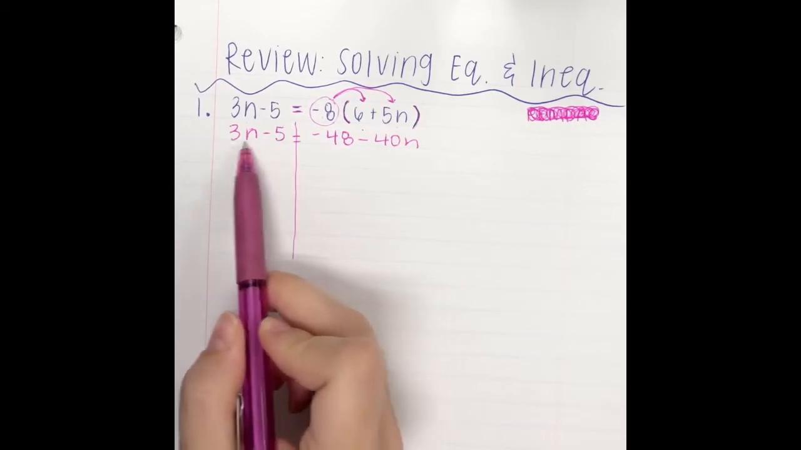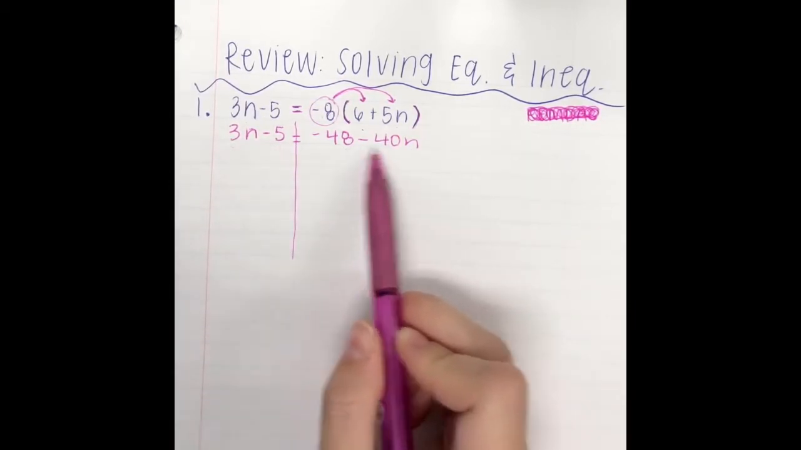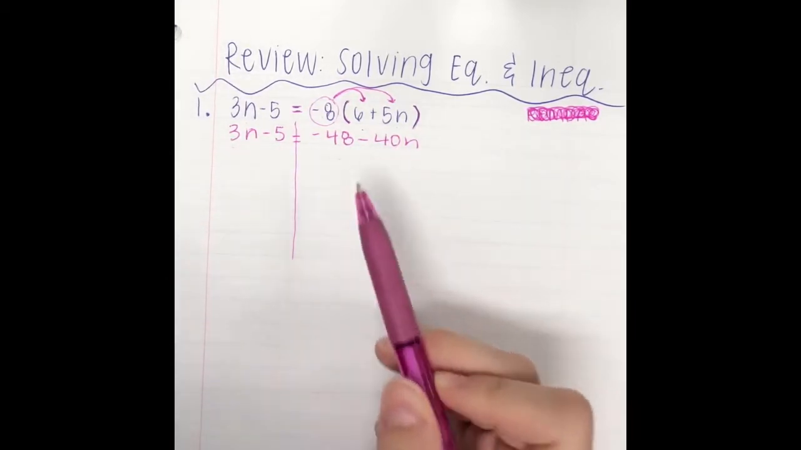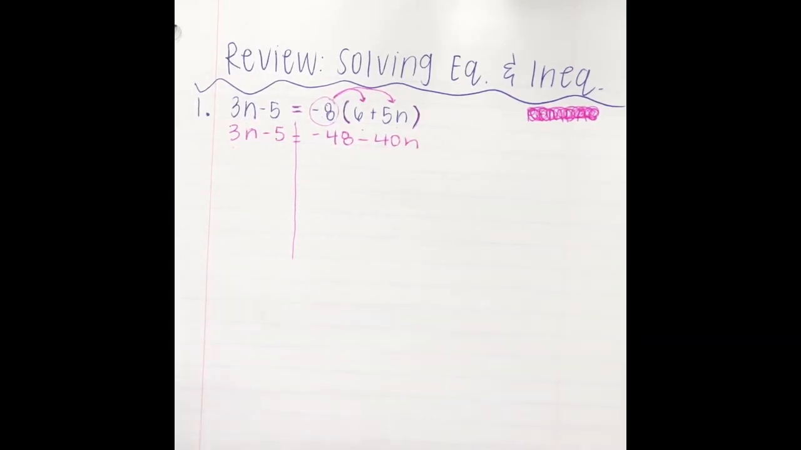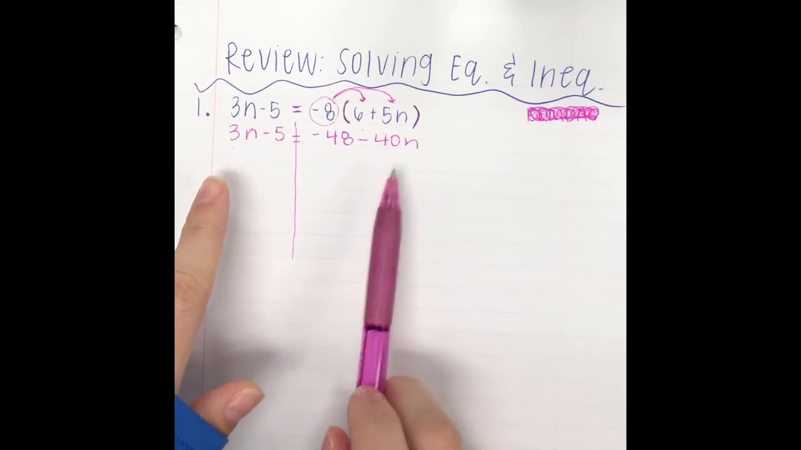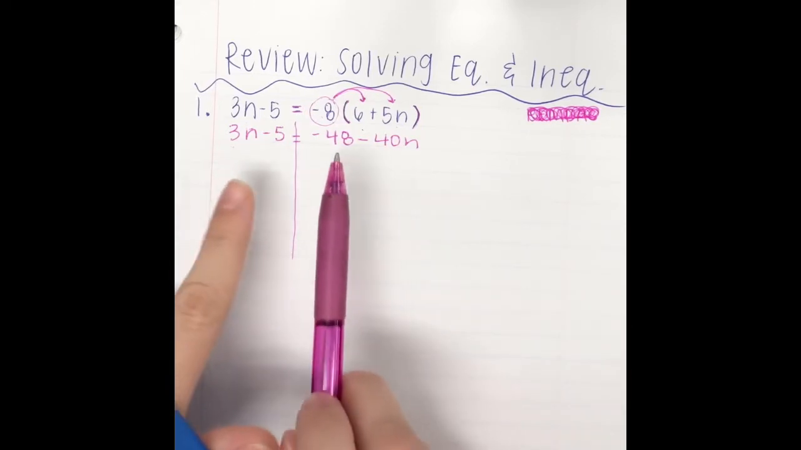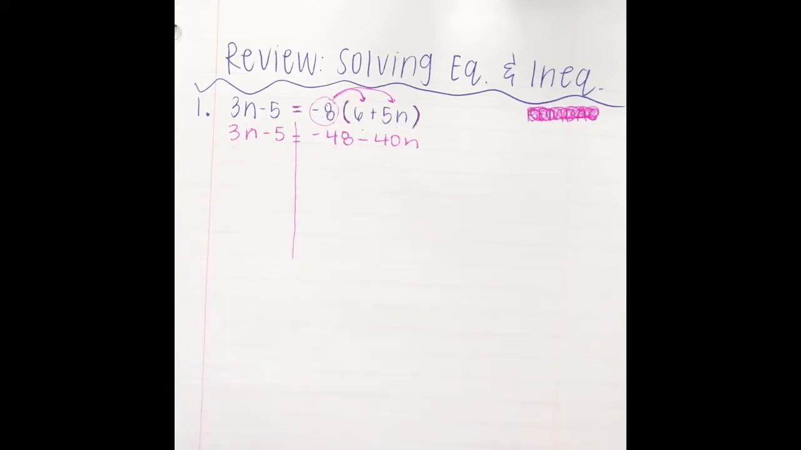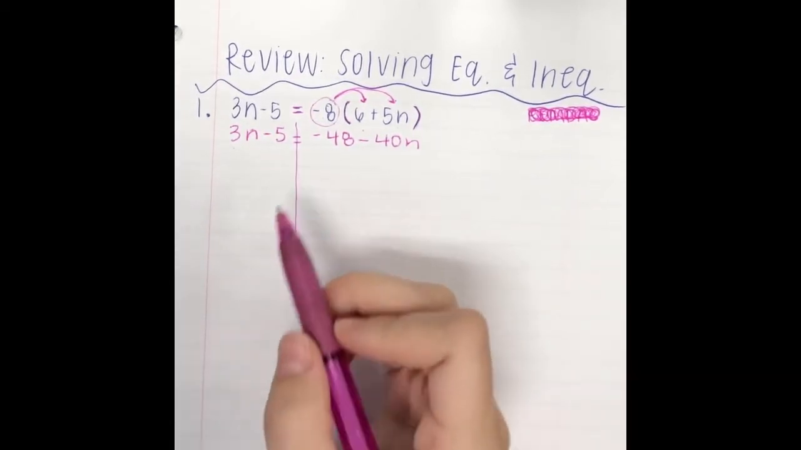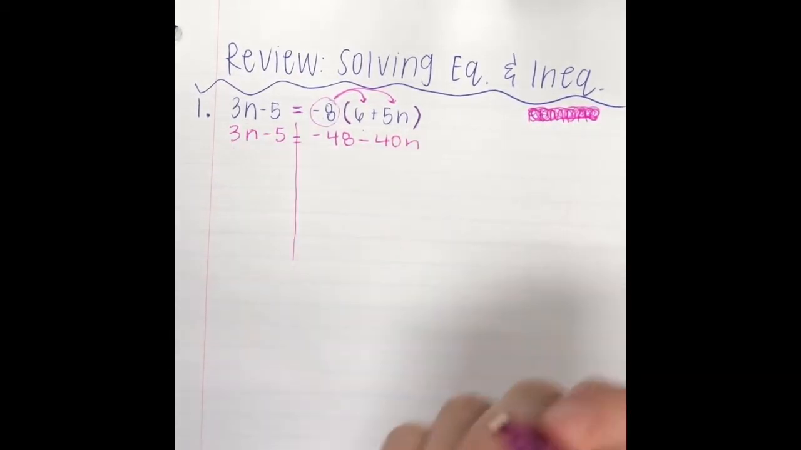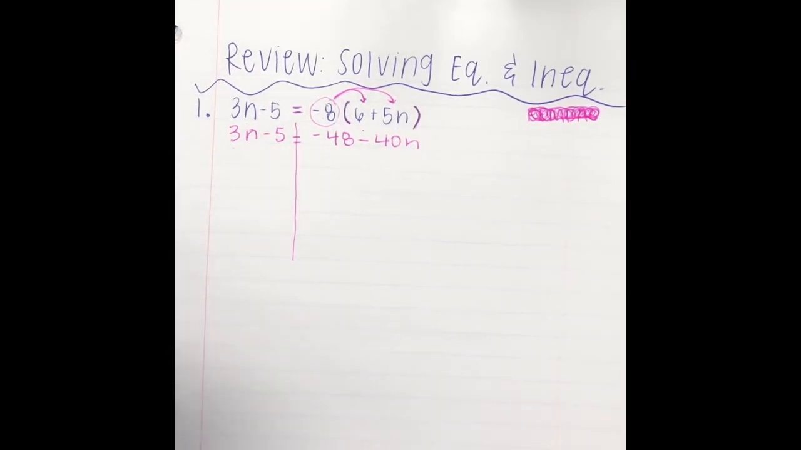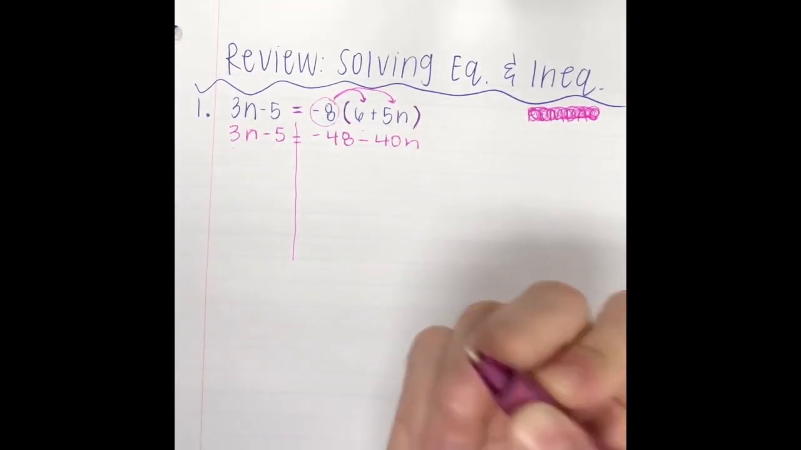Now, once again on the left side, still can't do anything. On the right side, these aren't like terms. I still can't simplify these, but what I can do is I can now work on getting my n's to be on the same side and then the terms without n's to be on the same side. Now, it doesn't matter whether you choose to move n's to the right side or the left side, okay? It does not matter. You get the same answer either way.